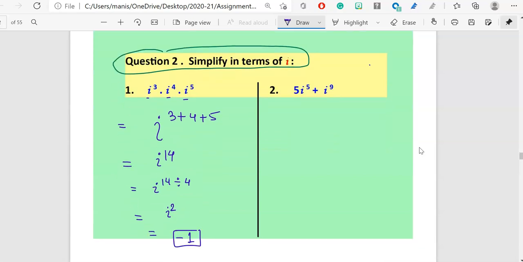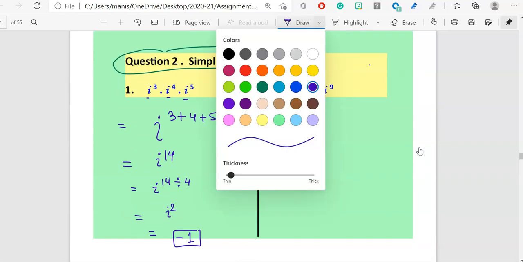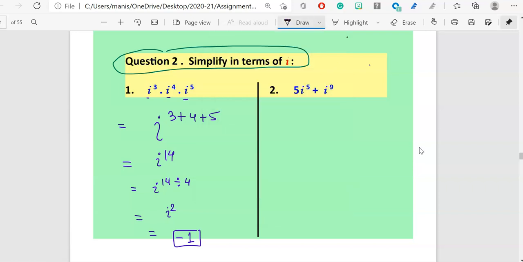Now let's look at another problem. When you are working on this question, do you think these are like terms? This is i to the power 5 and i to the power 9, so you cannot combine them. So how will we do this? We will first solve this one over here, then the plus sign, and then solve this one over here. Whatever is the answer, then I will go from there.